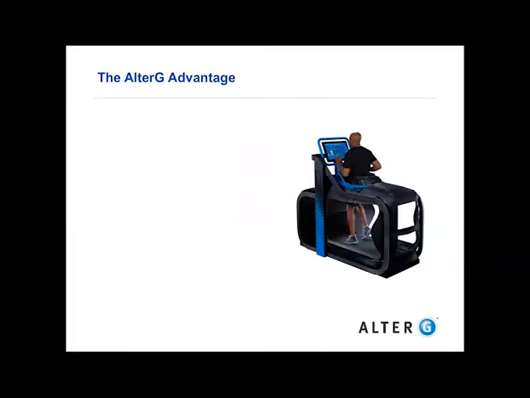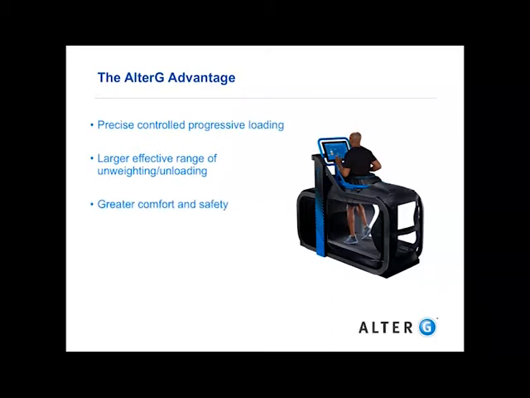So with AlterG anti-gravity treadmills, you get precise, controlled, progressive loading. Again, you can measure in 1% increments, something you can't really do with these other types of body weight support. You get that larger effective range that goes from 100% full body weight all the way down to 20%. Greater comfort and safety comes from, again, the fact that you only need 1.1 psi to get a fair amount of unweighting of body weight support. So patients like it. They don't mind being in it.